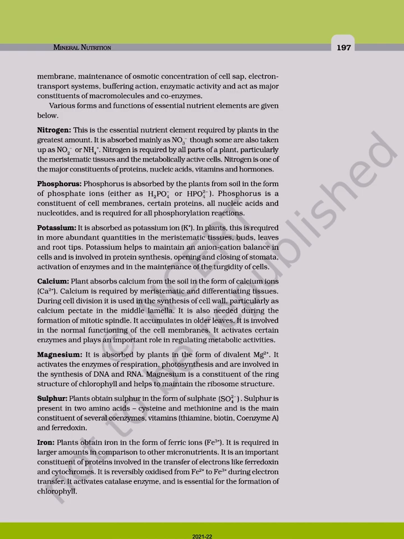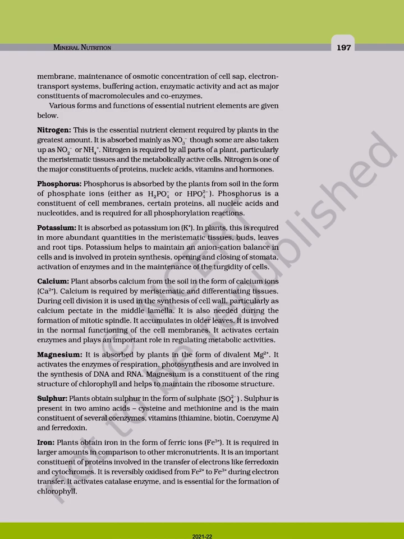Phosphorus. Phosphorus is absorbed by the plants from soil in the form of phosphate ion, either as H2PO4⁻ or HPO4²⁻. Phosphorus is a constituent of cell membranes, certain proteins, all nucleic acids, and nucleotides, and is required for all phosphorylation reactions.